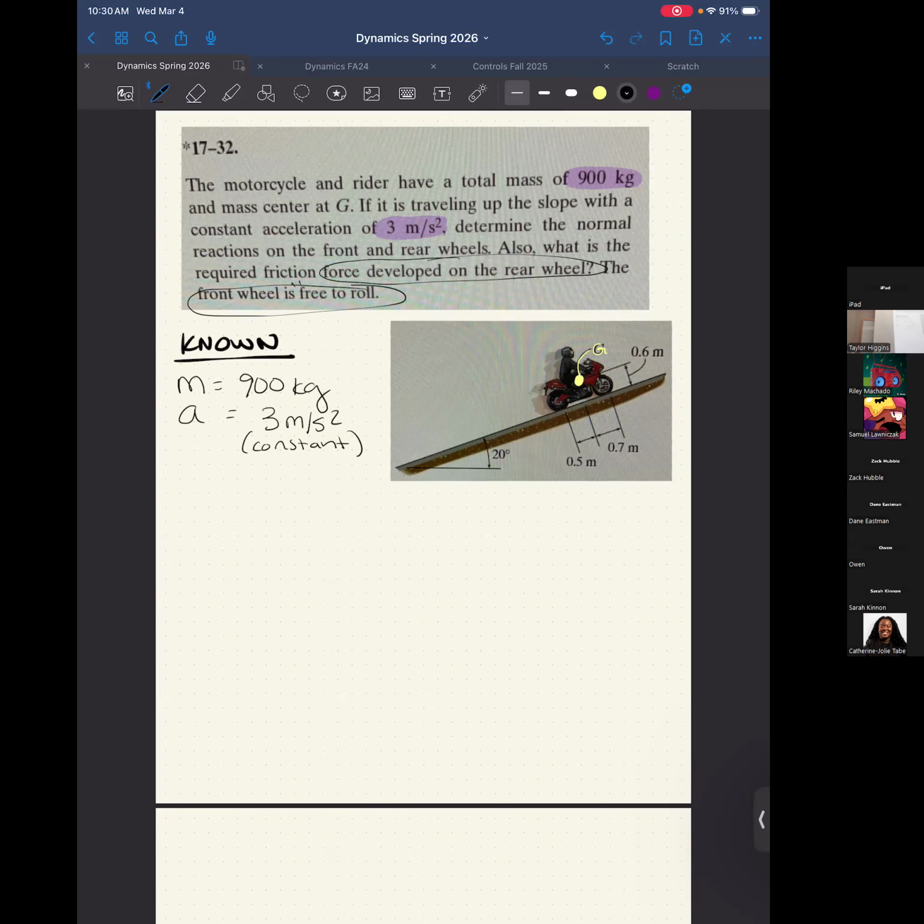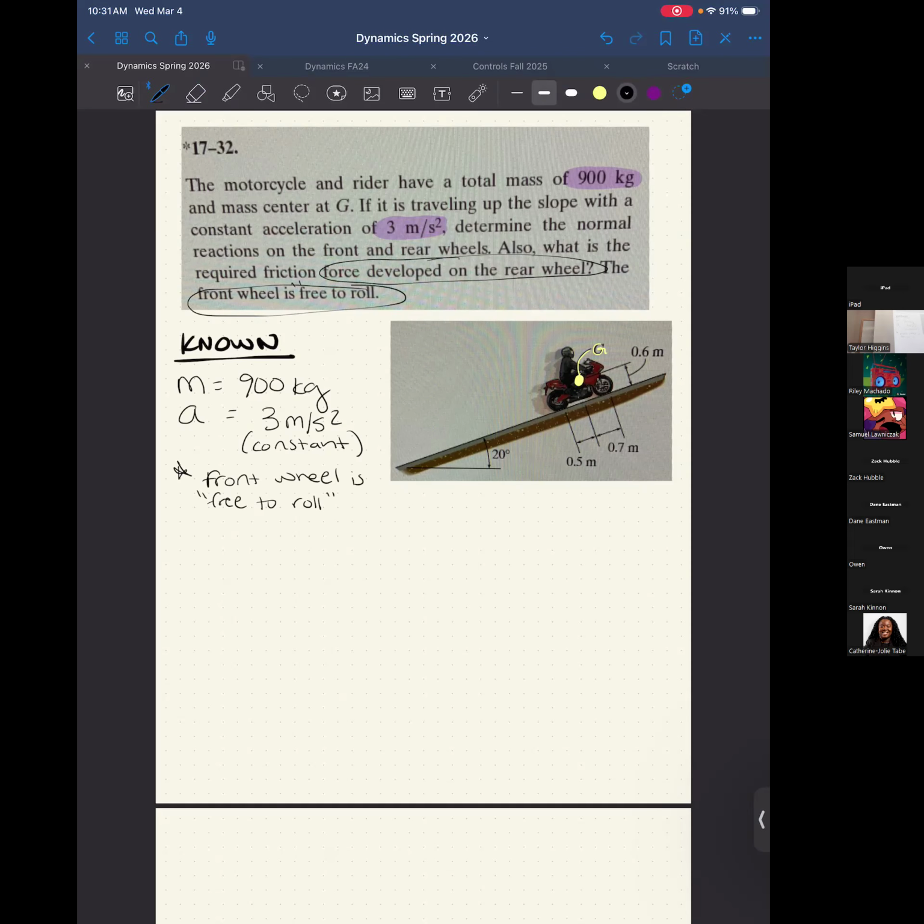When things are constant, I like to mark that they're constant just in case that matters at any point. Because usually it means a derivative beyond that is 0. So I try to call that out whether I need it or not. I usually find that important. And then I'm gonna mark this thing that I just talked about, which is front wheel is free to roll. Okay, that's pretty much all I'm gonna write for the known.